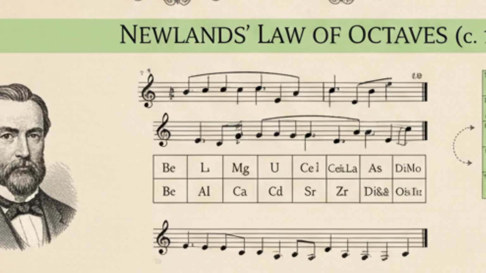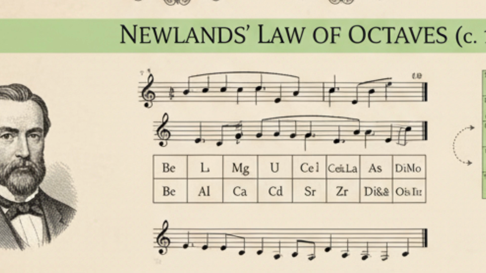The next is Newlands' law of octaves. In the 1860s, an English chemist named John Newlands arranged 56 elements in a single list by increasing atomic weight. How many of you are familiar with the musical scale? Do, re, mi, fa, sol, la, ti, do. The musical note do repeats at the 8th note in a scale. Re repeats at the 9th note in a scale. Mi repeats at the 10th in a scale.